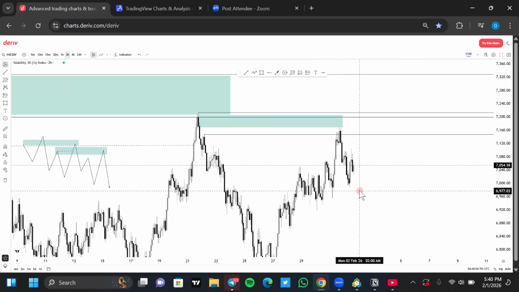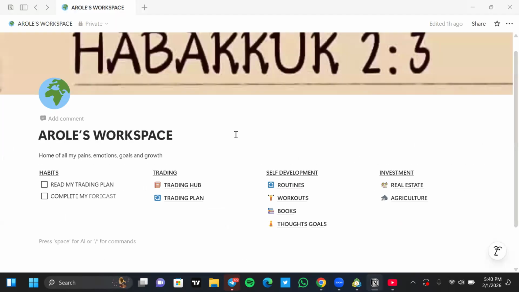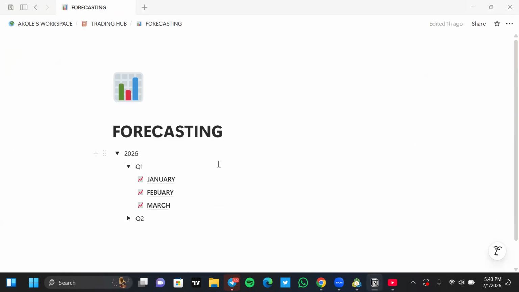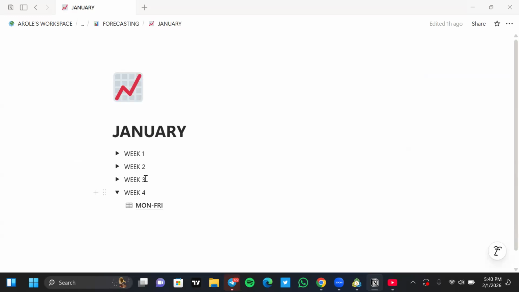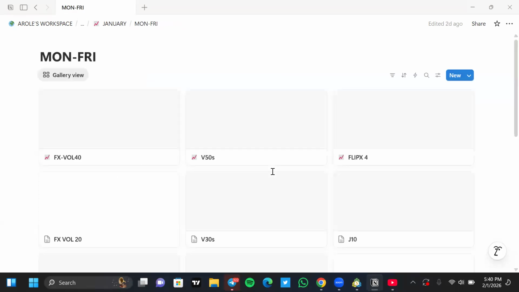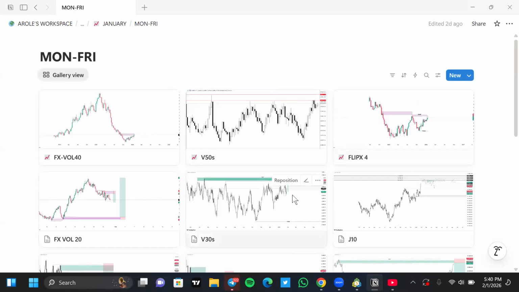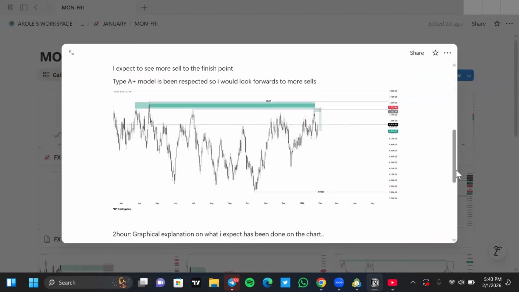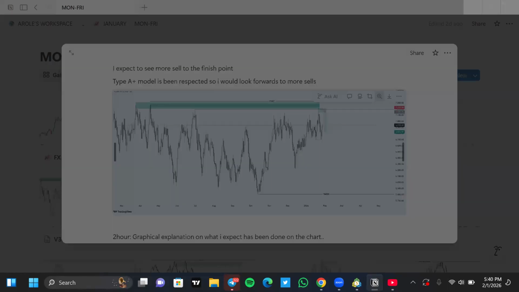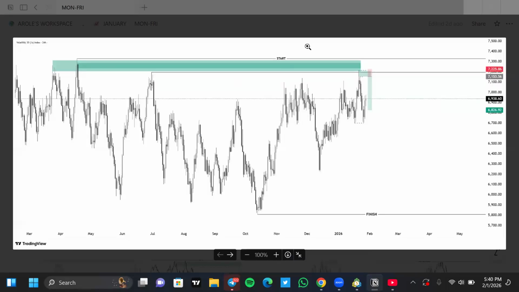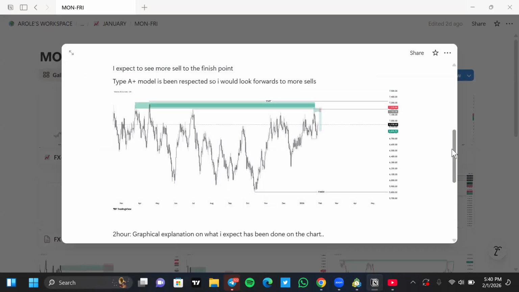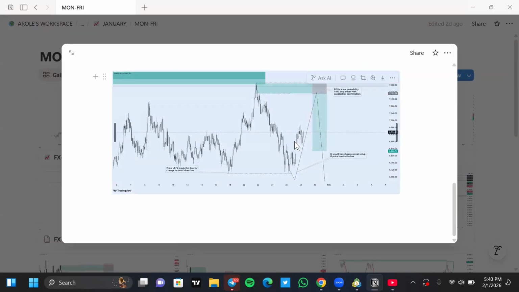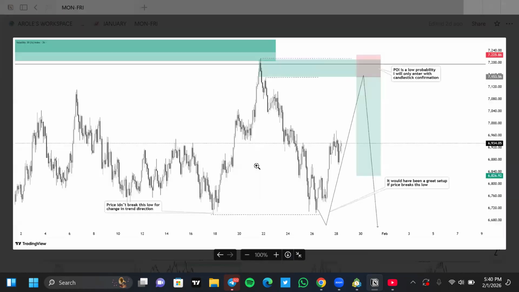So I'm waiting, because I think I have the setup done. Hold on. I think I have the setup on V30X. I'm not sure. Okay, I have the setup. So you all can see what I'm saying. You can see it here. This was the analysis I did when I first had the setup. So I had my POI here, and you can see the explanation I did on the POI.